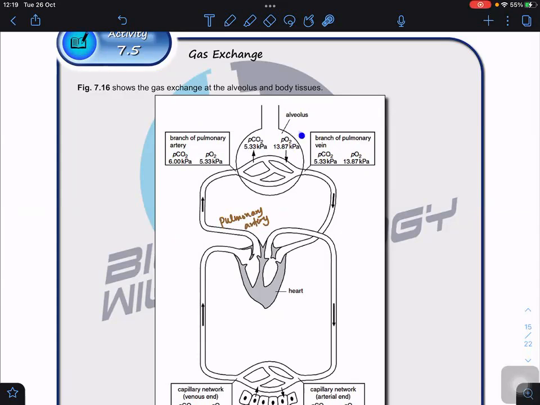Or vice versa, you can see the partial pressure of O2 here is 13.87, and the partial pressure of O2 of the blood is 5.33. So a steep partial pressure gradient of O2 is created. Therefore, O2 diffuses into the blood capillary and leaves the lung through the pulmonary vein and then the aorta.